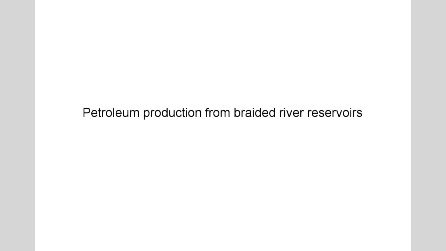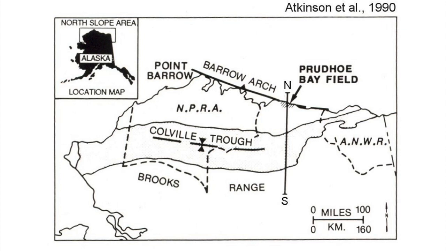Petroleum production from braided rivers: talk to the people up in Alaska. They'll say, yeah, we do get production from braided rivers. The best example of that is going to be Prudhoe Bay up in Alaska. This section of northern Alaska used to be, at one time, farther to the east in Canada.